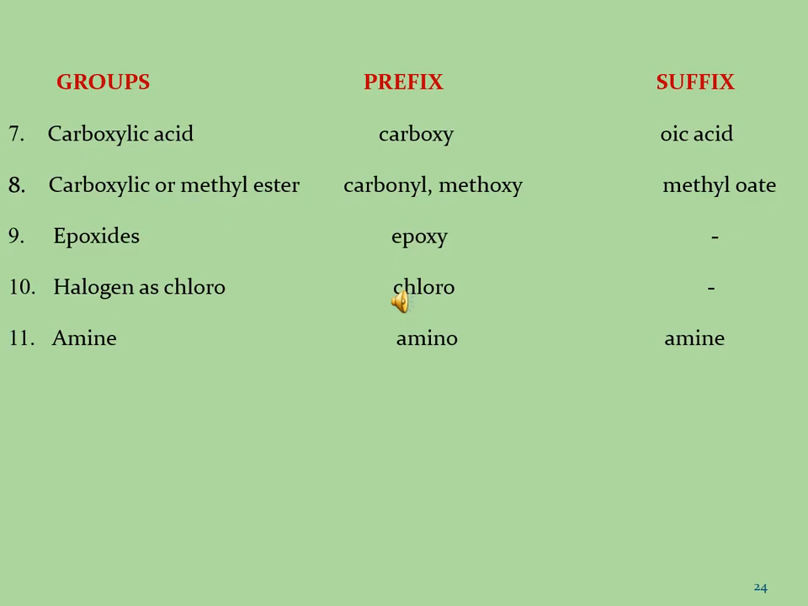Epoxides and halogens are always used as prefixes, and they can be written as epoxy and chloro respectively. If we have amine substituents in the steroidal molecules and we take it as prefix, it can be written as amino, and if we take it as suffix, it can be written as amine.